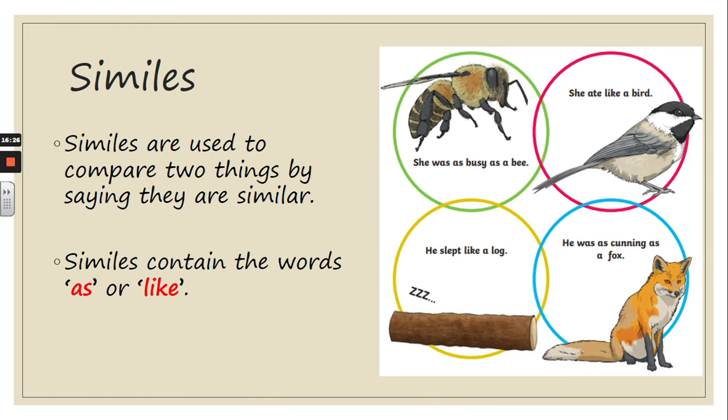Similes. Similes are used to compare two things by saying they're similar. So you would use as or like to make a simile. So she was as busy as a bee, or he was as cunning as a fox. But using like, you've got he slept like a log, or she ate like a bird. So it's comparing something to something else. Quite often we do use animals to compare things to, like as fast as a cheetah is one of the favourite ones, and so on.